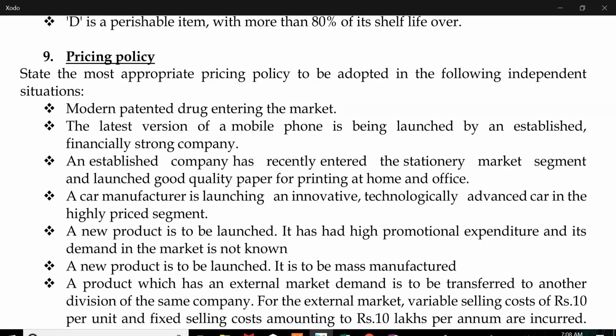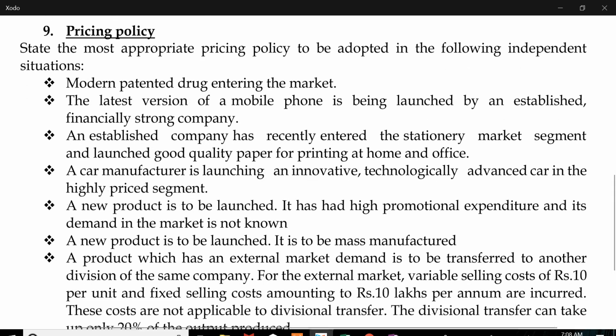Tatas are already recognized, but they are not recognized for paper. So you are now entering into paper. Ideally it will be penetration, but they may not need to reduce the price to that extent. I think the institute answer is market price. Let's look into the answer in some time. Penetration is what makes sense to me.